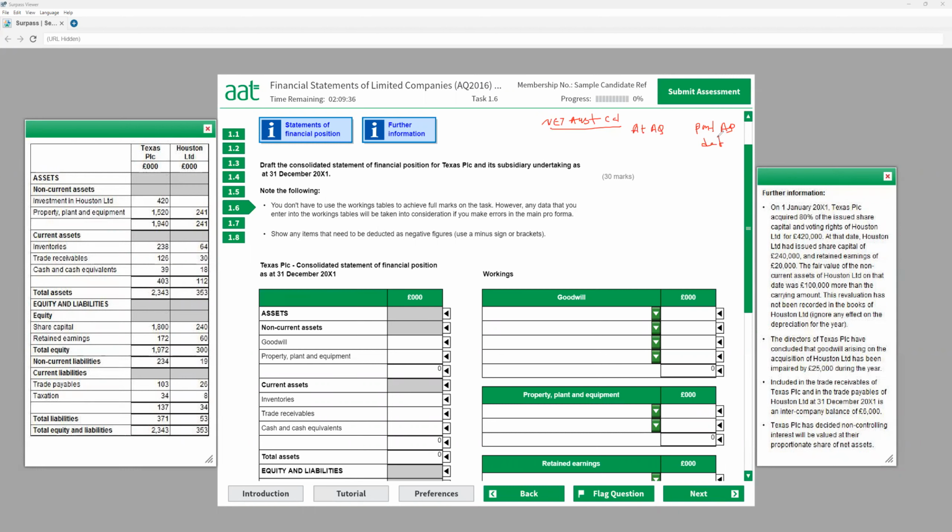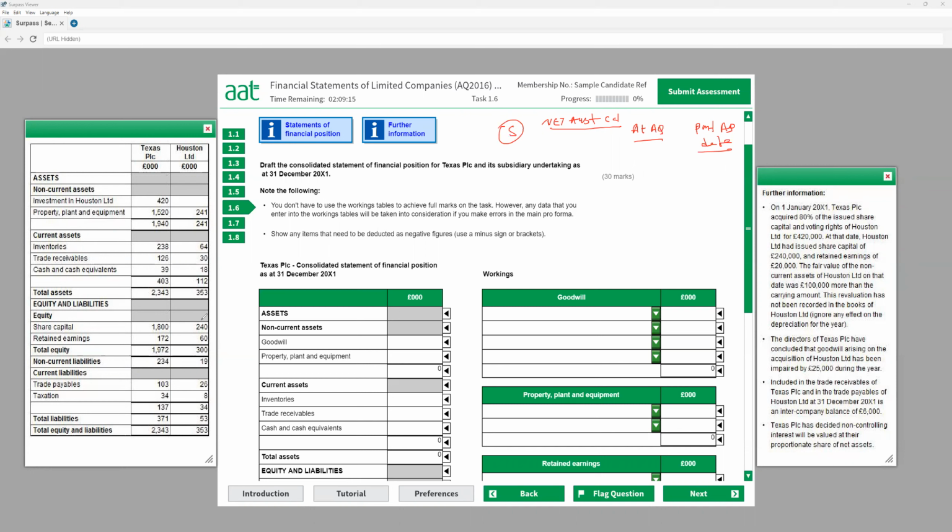Post-acquisition debt. The post-acquisition debt after the year end. So acquisition debt means the date I buy this company, and the post-acquisition debt is after the year end, what we have here. So let's have a look. And this net asset, remember, is only for the subsidiary, not for the parent. So let's have a look.